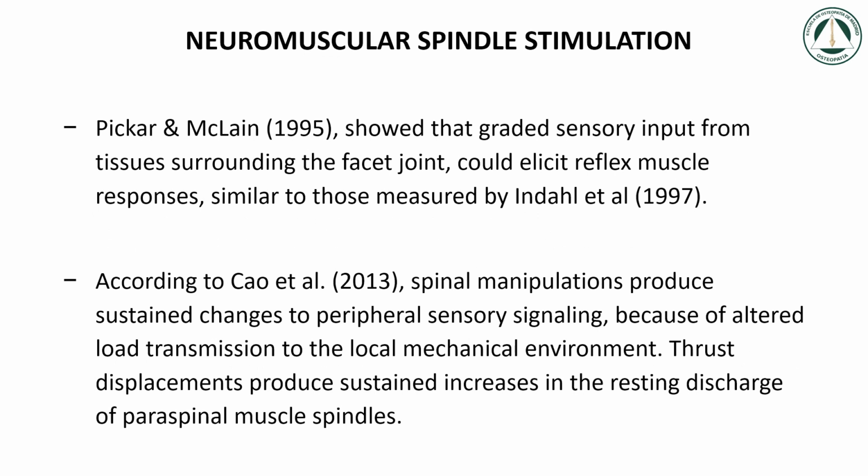Neuromuscular spindle stimulation. Picard and McLean, 1995, showed that graded sensory input from tissues surrounding the facet joint could elicit reflex muscle responses, similar to those measured by Indahl et al., 1997. According to Pickar et al., 2013, spinal manipulations produce sustained changes to peripheral sensory signaling because of altered load transmission to the local mechanical environment. Thrust displacements produce sustained increases in the resting discharge of paraspinal muscle spindles.